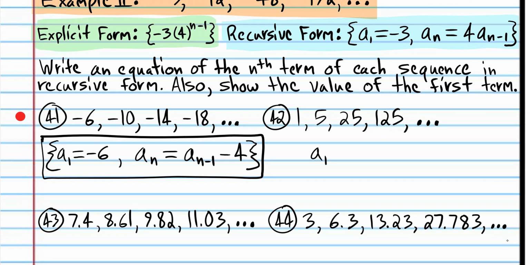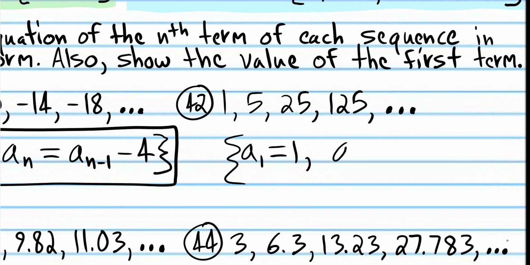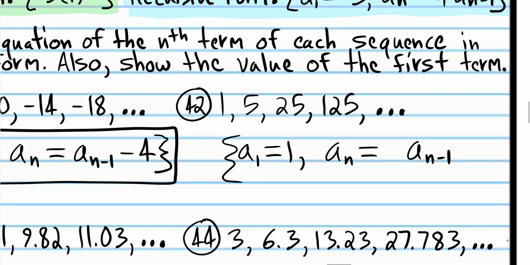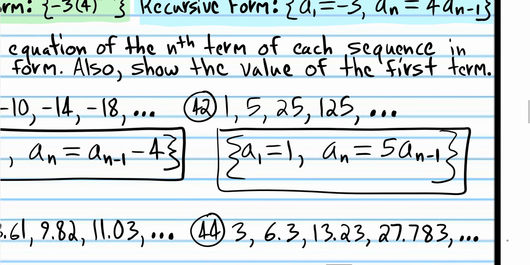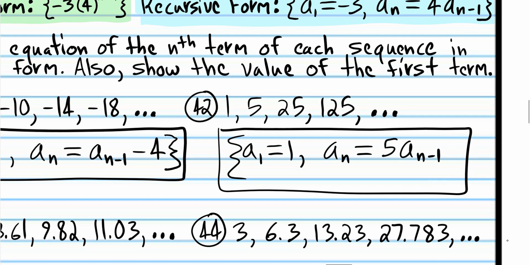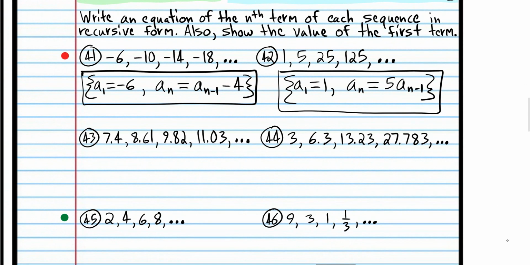So a1, the first term is 1, and to find a term in this sequence, you take the previous term and you multiply by 5. So that's what a geometric sequence looks like when it's written in recursive form. Alright, let's try a couple more of these.